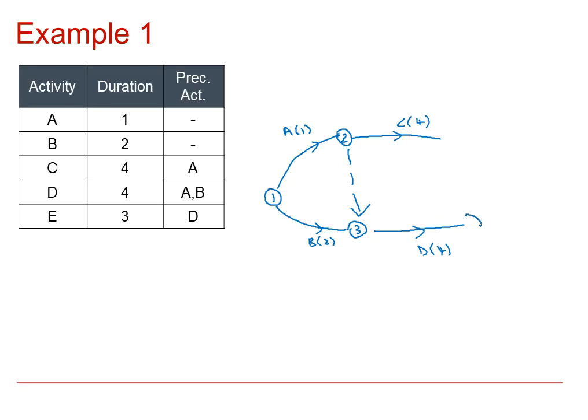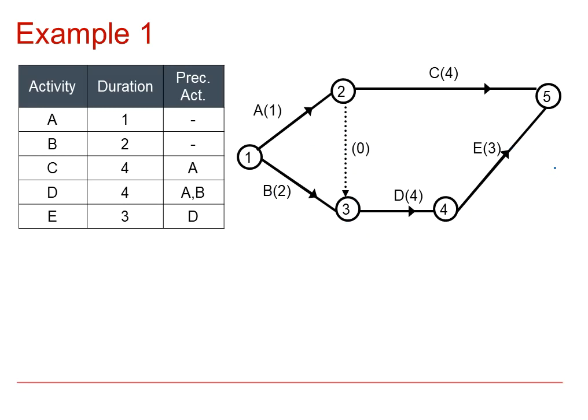E follows D. So at the end of D, I can have a fourth node, and E, which lasts for 3 units, follows that. You're not allowed to have 2 end nodes, so we need to bring these two together to have one end node, and that is the fifth end node. So there's a neat version. Always double check your precedence after you've drawn it: C only follows the arrow for A, whereas D follows the arrow for B, and because of the dummy, the arrow for A. And there's a zero there, just to remind you that it has no weighting along the dummy.